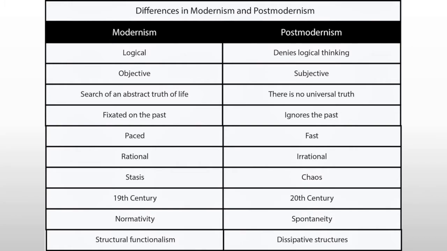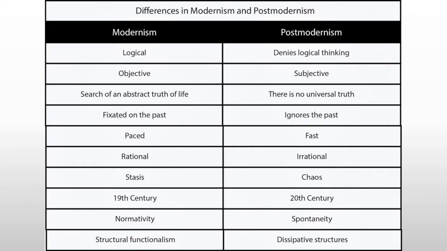So whereas in modernism we see logical thought, in postmodernism they tend to deny logical thought and push towards feelings, the idea being all truth is relative. My truth is equal to your truth, even though my truth might be that the sky is orange and yours is that the sky is blue. We see objective reality versus subjective reality. We see modernism fixated on the past, the study of history, art history, those sorts of things, whereas in postmodernism, they try to ignore the past, although we'll see that that's not a hard line as we look at architecture and furniture.